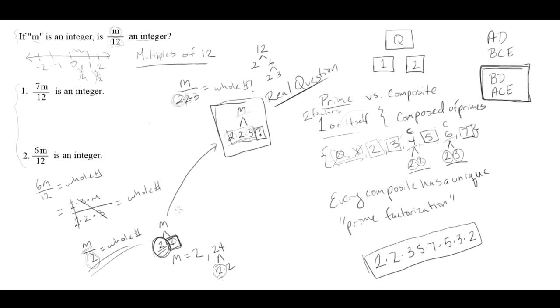So in this case, when we say 6m over 12 is an integer, and we're asking is m over 12 an integer, we can only say maybe. Well, we can't really prove that this is the case, but we can't disprove it either because m might contain some other primes in its prime factorization that we're not aware of, and that we can't prove because only m over 2 is a whole number.